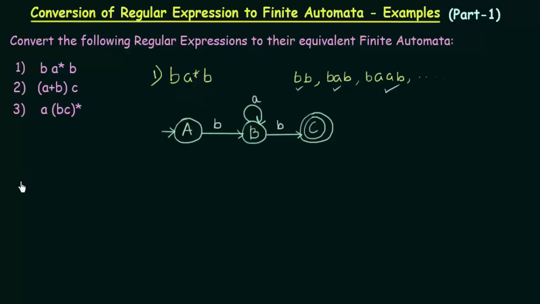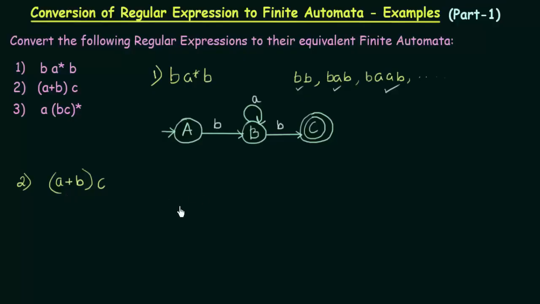Okay, now let's go to the second one. The second one says a plus b and then followed by a c, like this. So here we have a union or a plus operation, and here we have an AND operation. So in this case, what shall we do? I already taught you in the previous lecture that whenever you have a plus symbol, you can treat it like an OR.